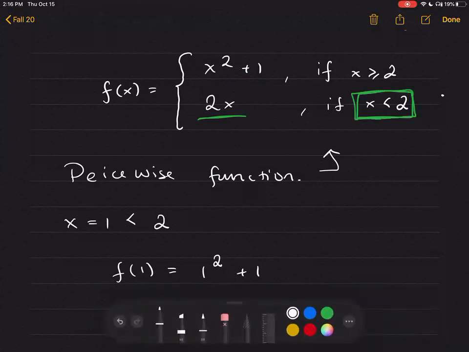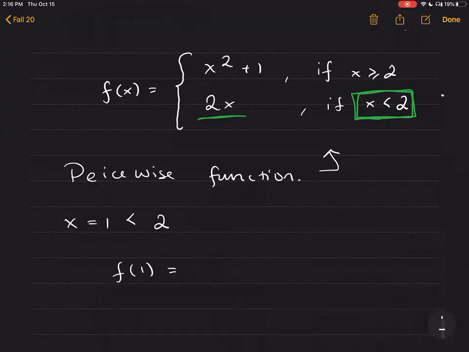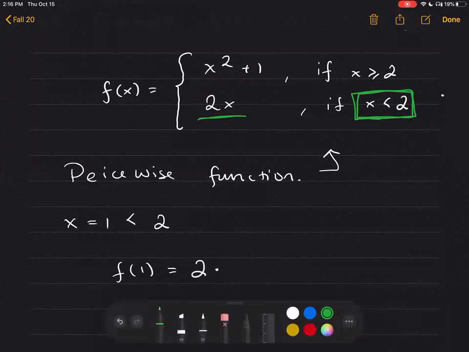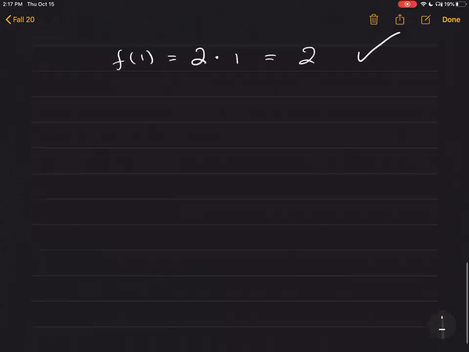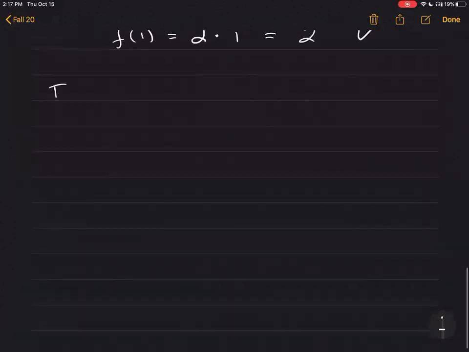Yes, so 1 is less than 2, so we are going to use the second case, and if we plug in 1, we get 2 times that x right there. We need to replace it with a 1, so we get 2 times 1, that's equal to 2. There we go. Good. All right, so evaluating a function, even though I just totally dropped the ball, is usually pretty straightforward. So the next skill that we're going to want to develop is finding the domain of a function.